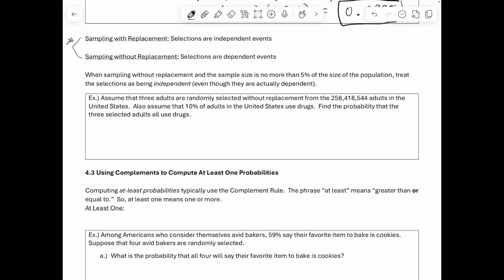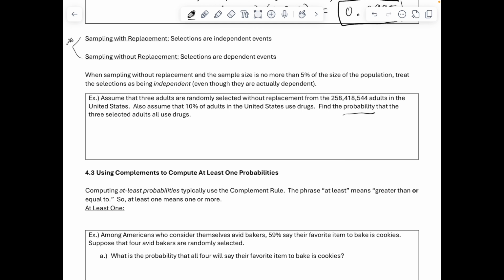When sampling without replacements and the sample size is no more than 5% of the size of the population, treat the selections as being independent, even though they're actually dependent. The next example says assume that 3 adults are randomly selected without replacement from the 258,418,544 adults in the United States. Also assume that 10% of adults in the United States use drugs. Find the probability that the 3 selected adults use drugs.